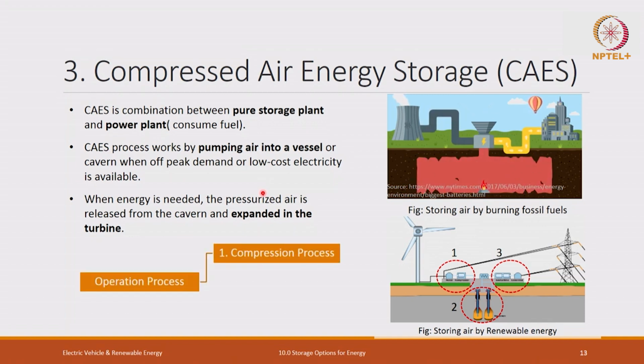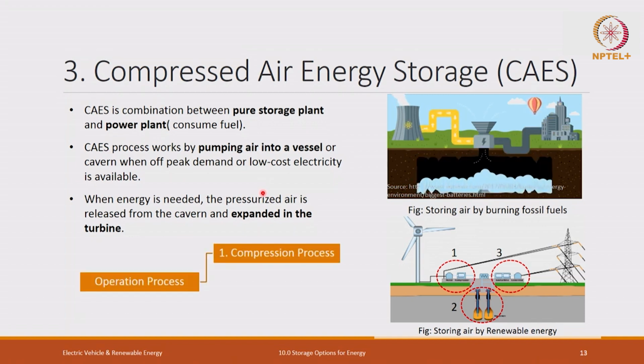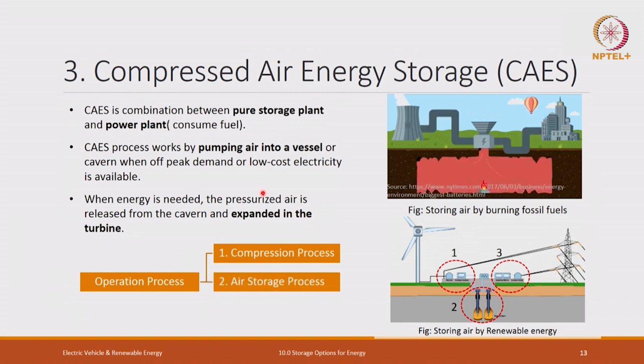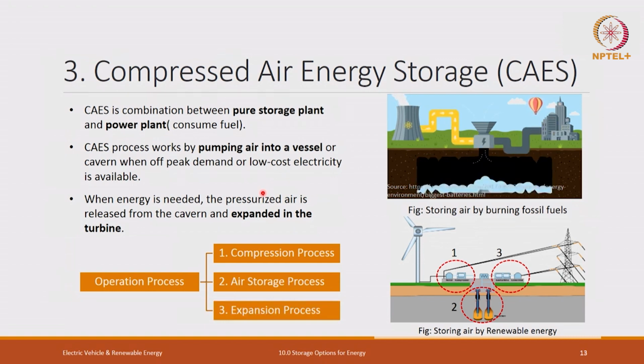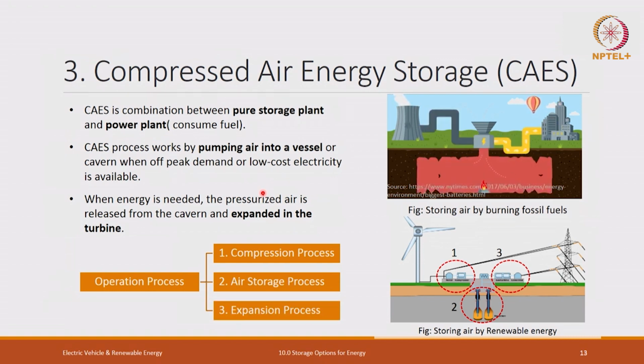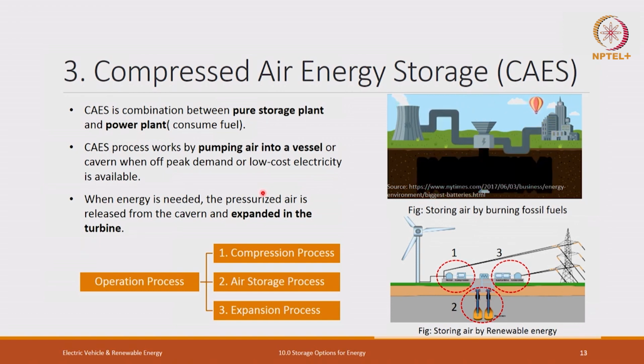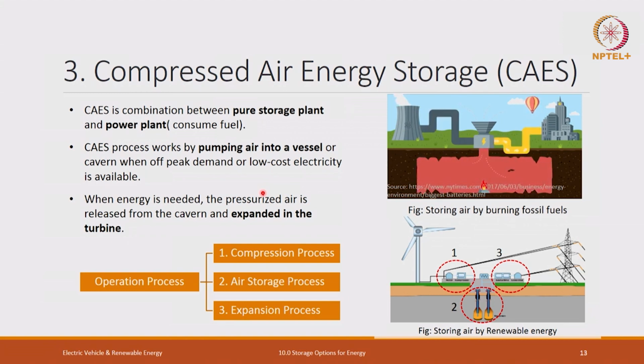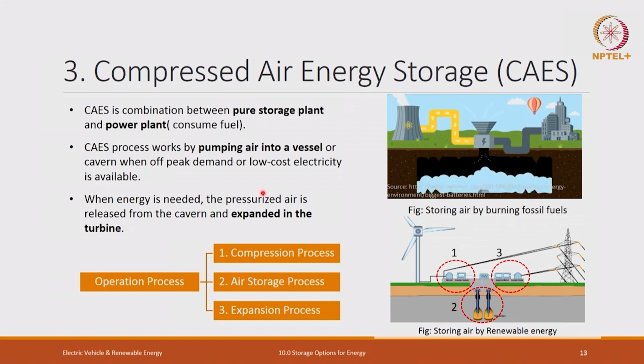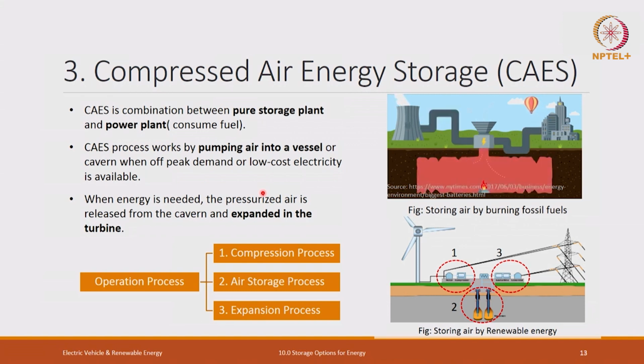How does it work? The first one is the compression process. Then you store the compressed air, and then comes the expansion process, where you take back the energy, converting that compressed air into electricity by the use of a turbine and a generator. The same turbine and generator can act as a motor and pump.